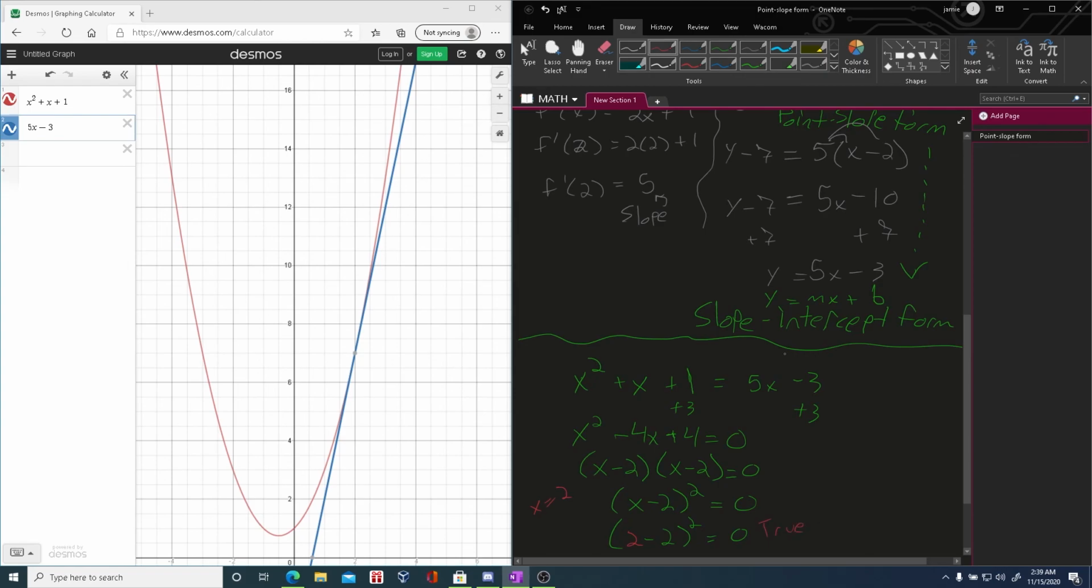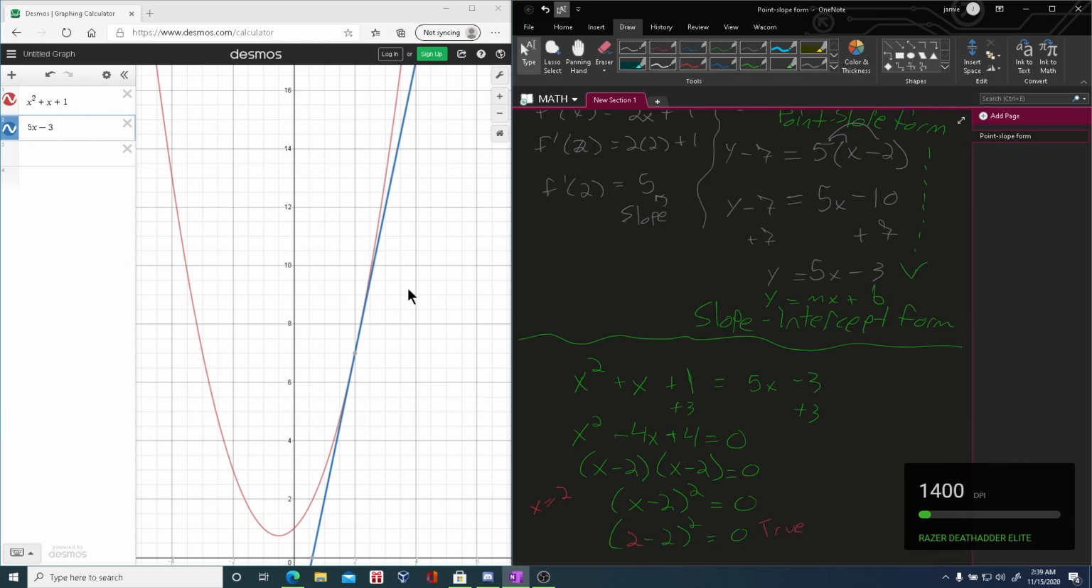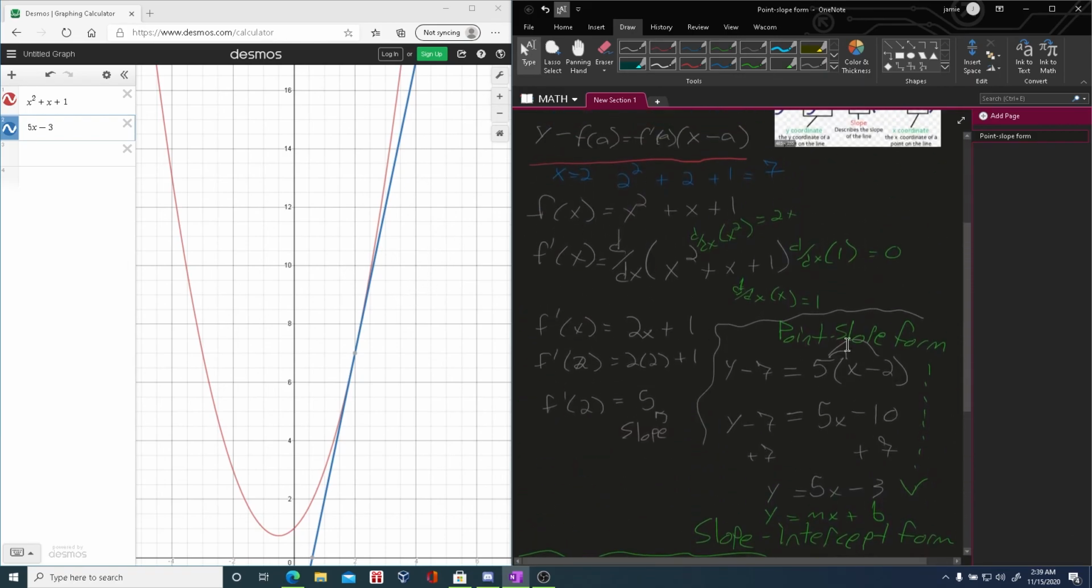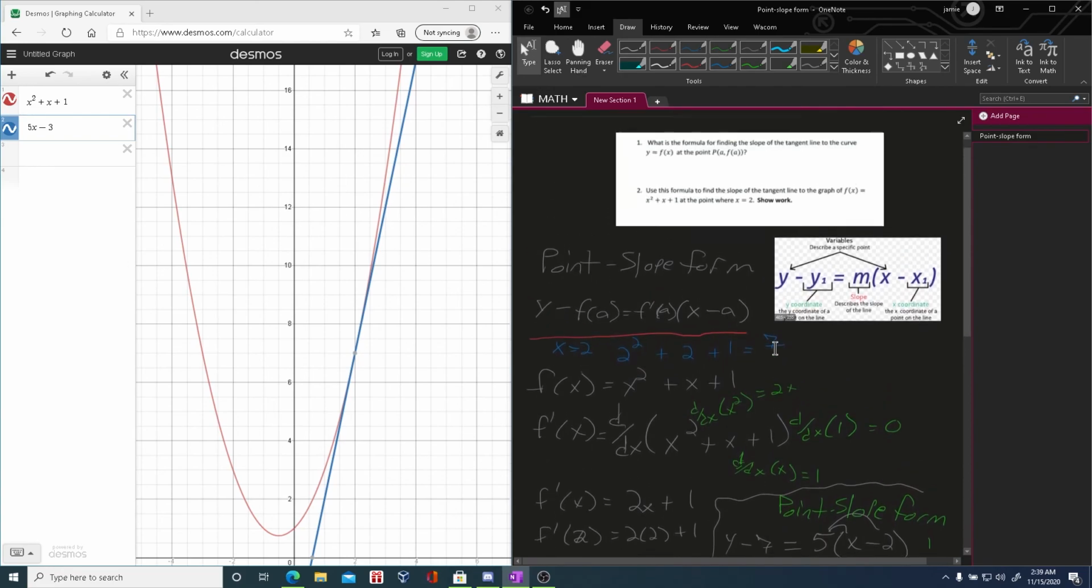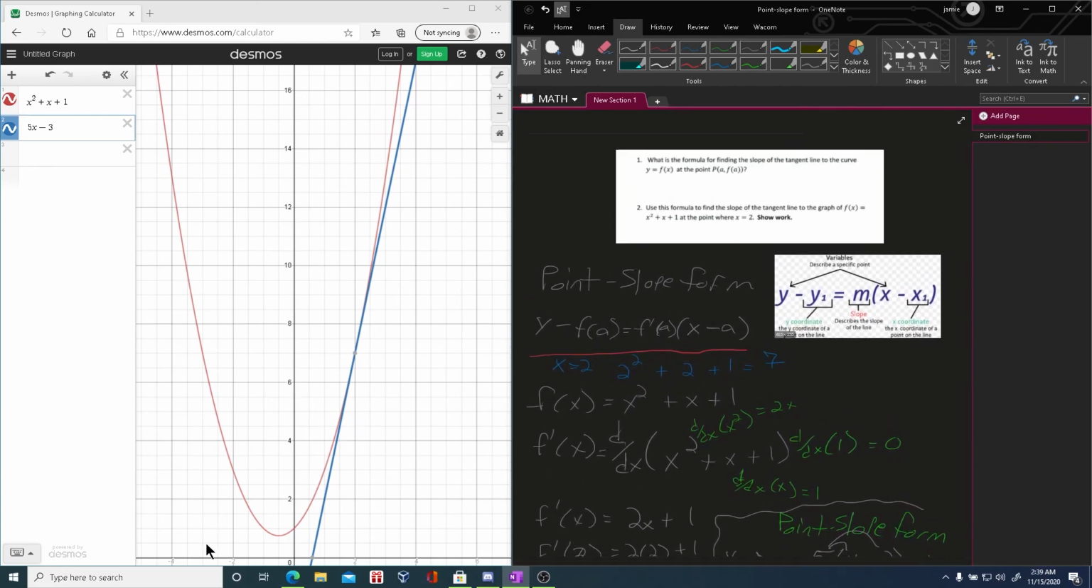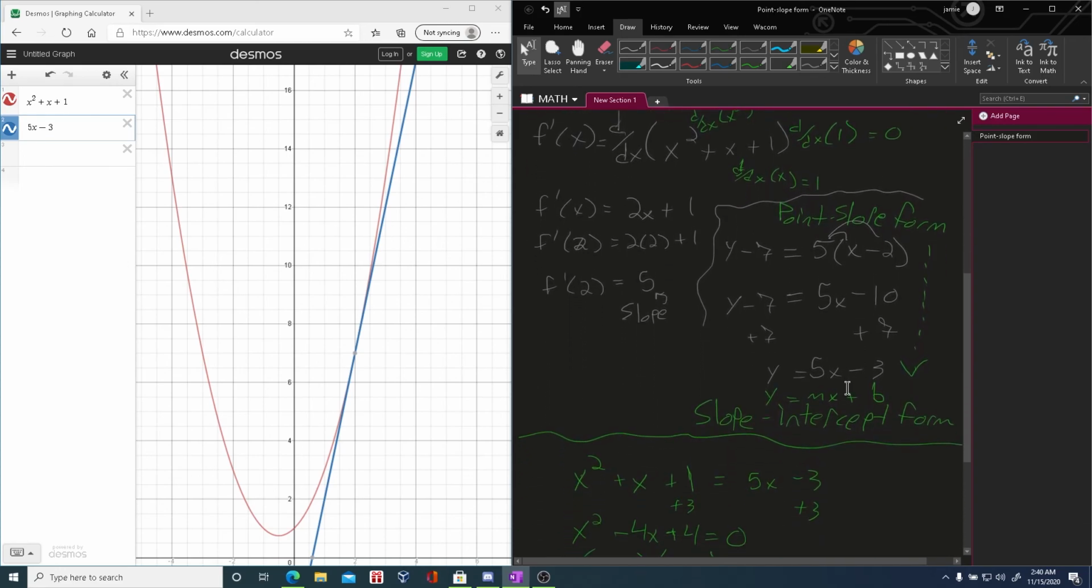And that's how we can check where these touch. At what point do these two functions touch? That would be it right there. So we went kind of above and beyond here, but we really explored the tangent line, how to get the full equation of the tangent line, the slope of the tangent line, the general point-slope form, and how to convert point-slope form to slope-intercept form.